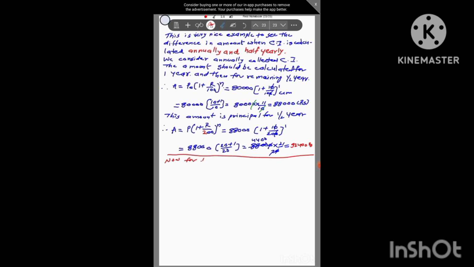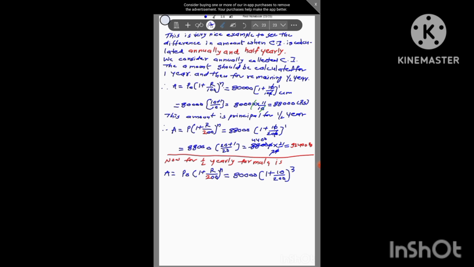Now for half yearly compounded, we have written this formula there, but there is a little change in this. This 2 is there, and N will be equal to, as it is half yearly, there will be 3 half years. 1.5 years means 3 half years. So N will be 3.